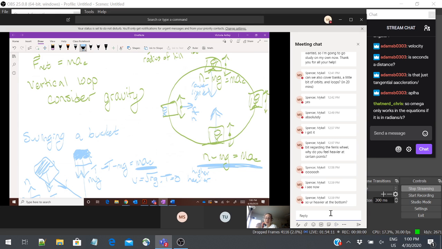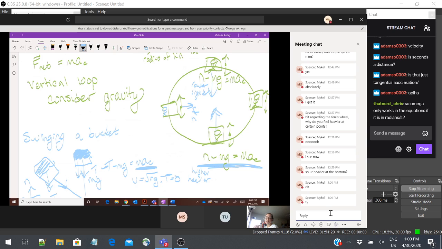Yes, you feel heavier at the bottom and lighter at the top. And if the Ferris wheel's not moving very fast, it's not very noticeable. But if it's moving really fast, it's really noticeable.